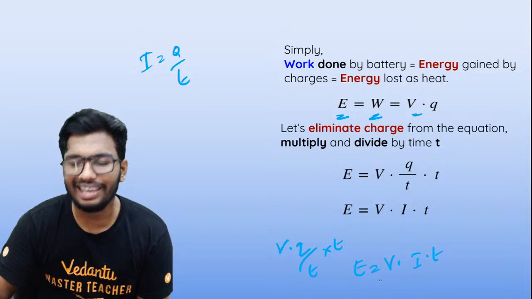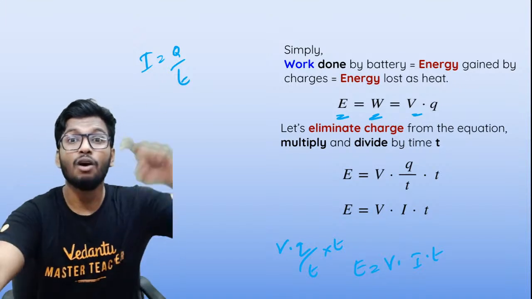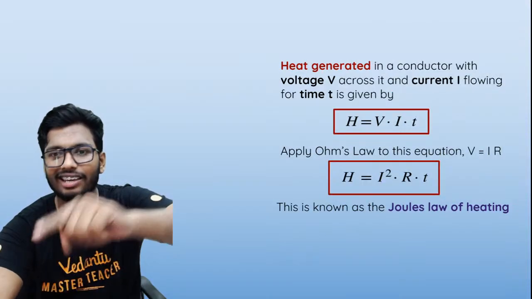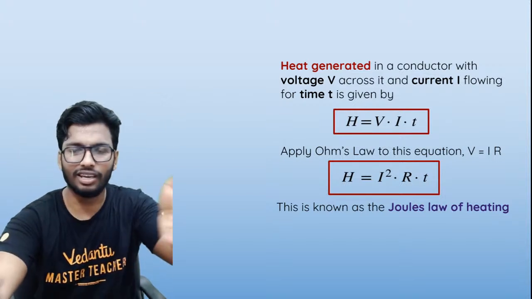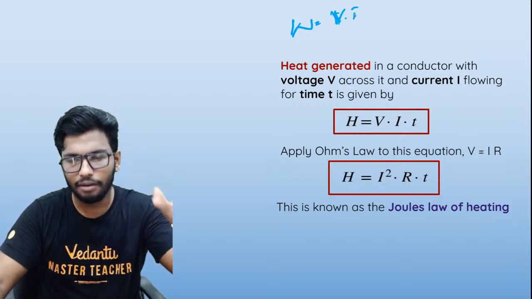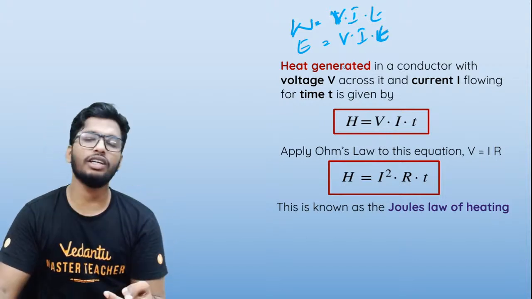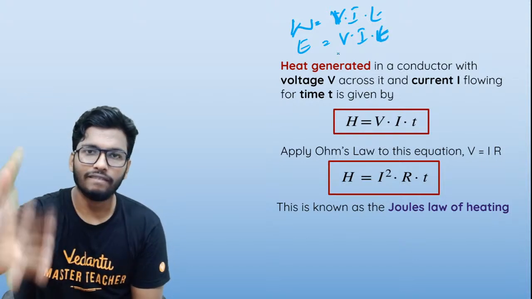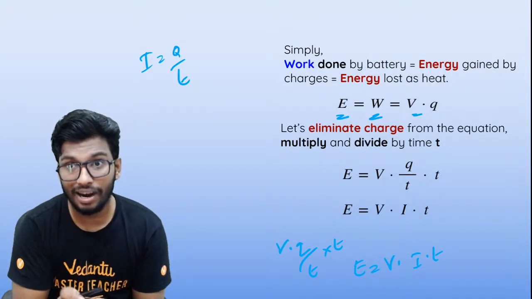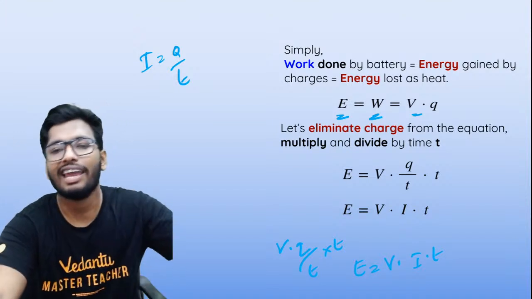So in other words, guys, E, that is energy lost in the form of heat, is the same as the work done formula. What is it? V into I into T. It's the exact same formula. So in place of E, I can write H, which is nothing but heat generated. It's the exact same thing. Remember this, guys, work done is also V into I into T. The energy is also V into I into T. The heat energy generated is also V into I into T itself. It's the exact same formula. Why? Because the work done by the battery is equal to the energy gained by the charges, and whatever the energy gained by the charges, that is also the energy lost in the form of heat as well.